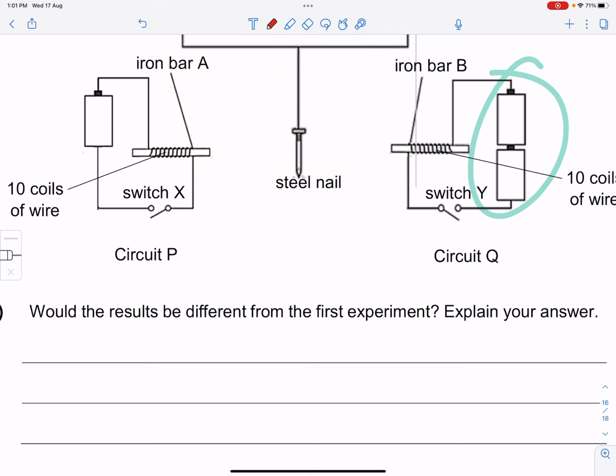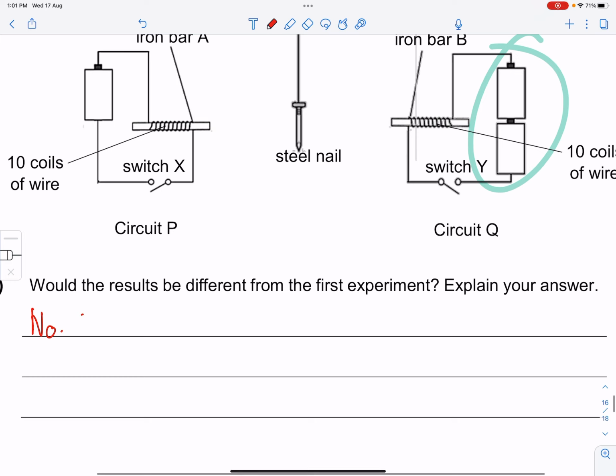Now for this type of question, the minute you answer the first part wrong, the second part, the explanation, is straight away 0 marks. So for this type of question, you need to think very carefully before you make your claim. So the answer is no, because circuit Q still has more batteries. So more electric current is still able to flow from the battery, making this electromagnet stronger. Okay, so the answer would be no.